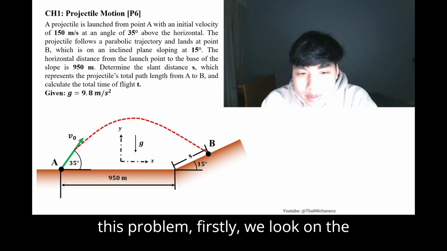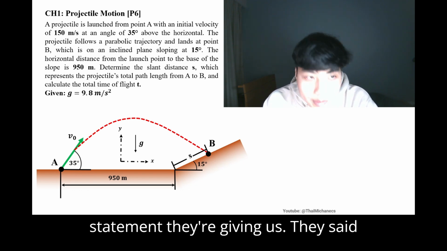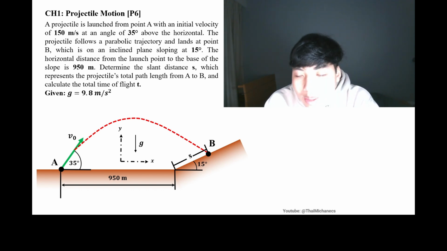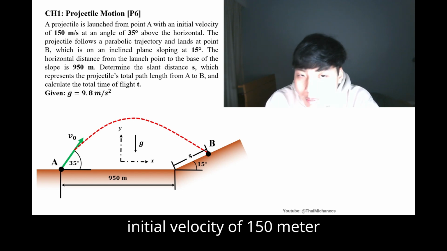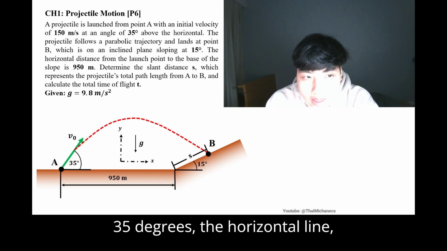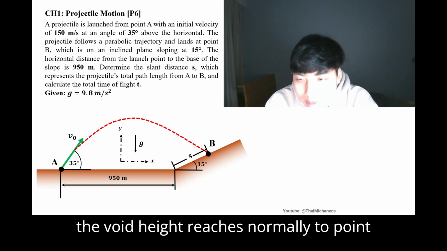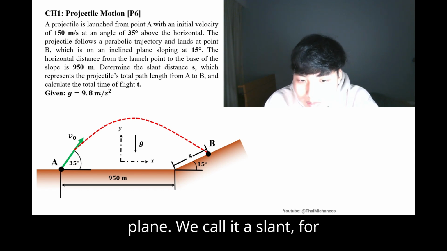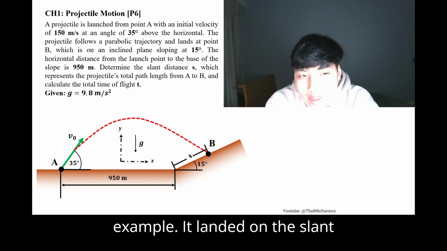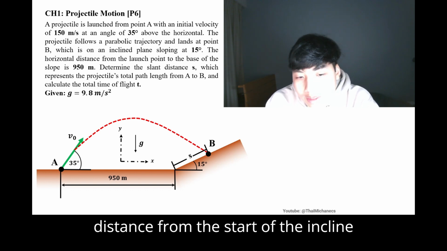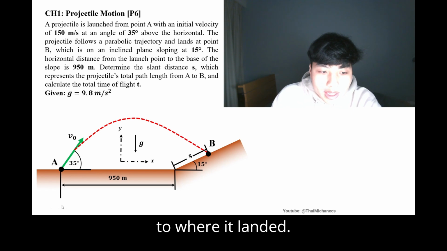Okay, so in this problem, firstly, we look at the statement they're giving us. They said that the projectile is launched from point A to B with an initial velocity of 150 meters per second at an angle of 35 degrees above the horizontal line. The projectile lands at point B somewhere on the inclined plane. We call it a slant, for example. It landed on the slant at a certain distance s from the start of the incline to where it landed.